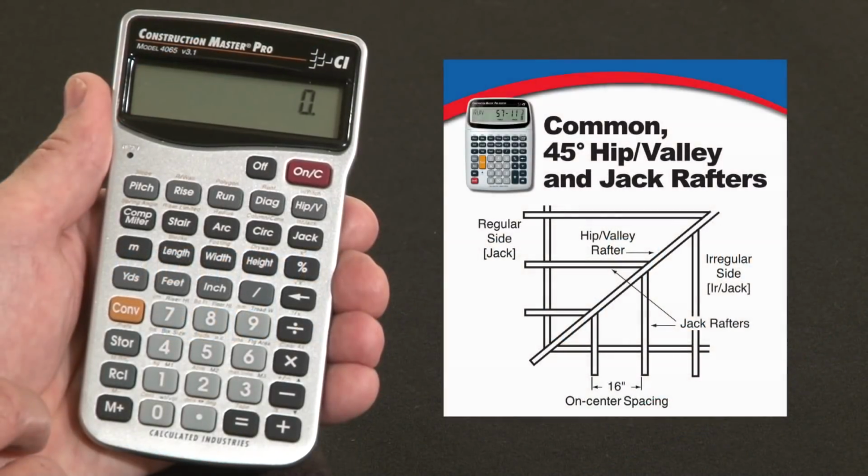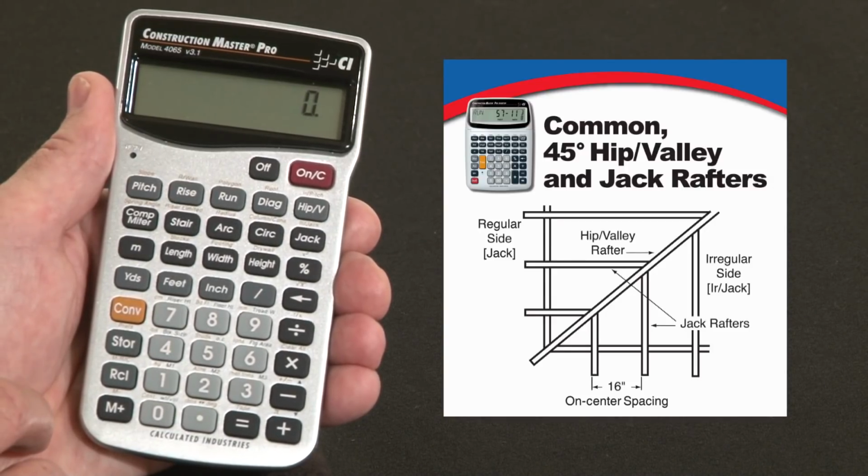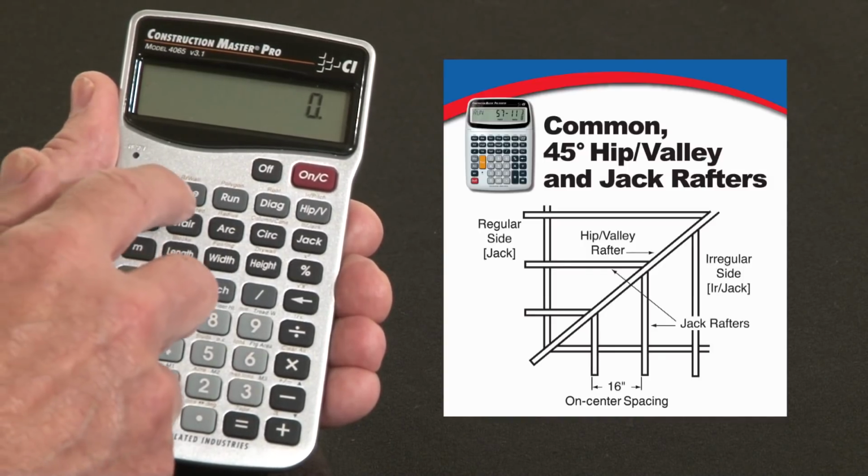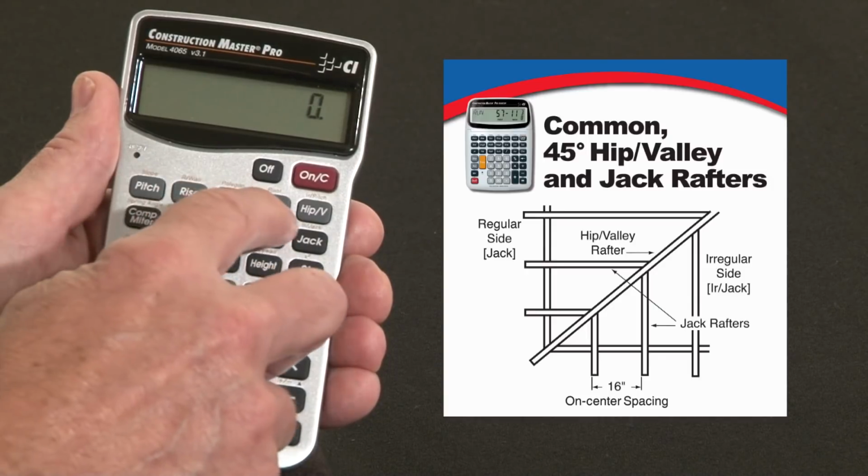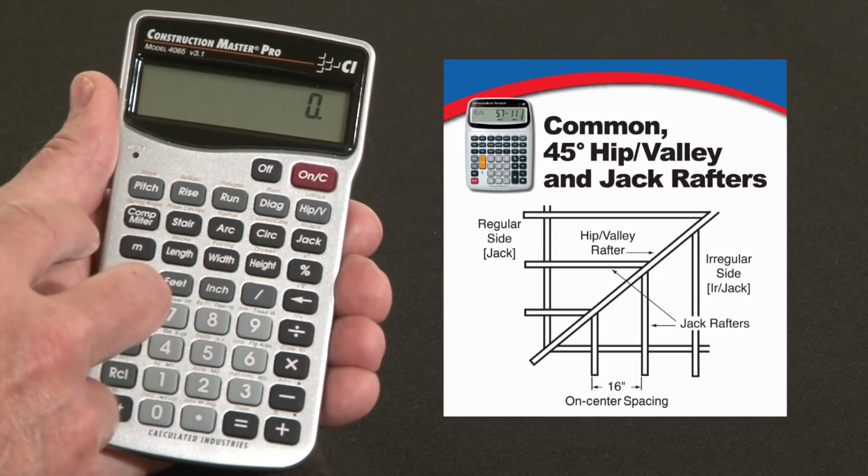Now let me show you how to calculate common rafter lengths, regular hip and valley lengths, and jack rafter lengths on your Construction Master Pro. And keep in mind the keystrokes will be exactly the same if you're using our trig model or our desktop model. We'll be using the pitch, rise, run, and diagonal keys. As long as you have any two of these values, you can solve for the rest.